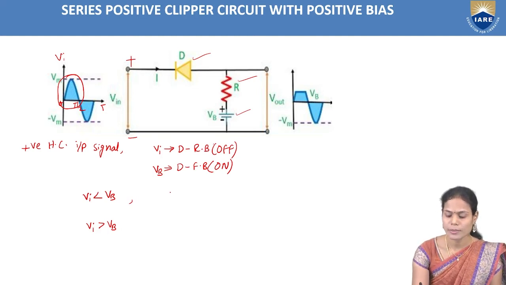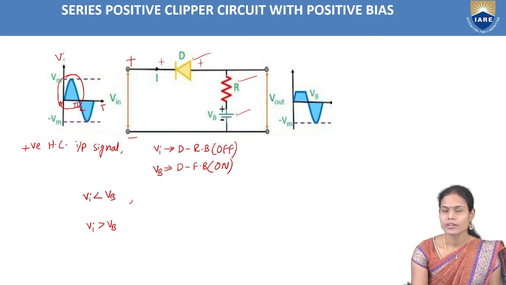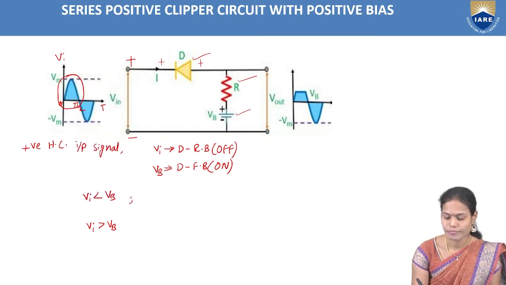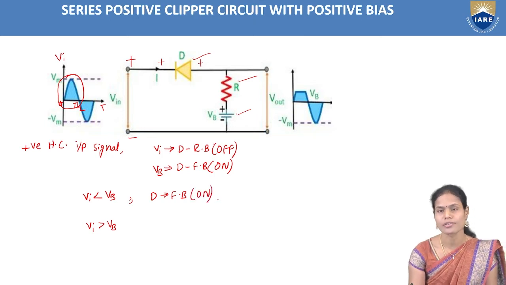In this case, both the voltages are positive only. Input voltage is positive as well as battery voltage is also positive. But the thing is, for the anode terminal, positive voltage is required, and for the cathode terminal, negative voltage is required to make the diode conduct. But here, for the cathode terminal also, we are providing the positive voltage. So in this case, if this particular voltage is less than this one, for the anode terminal only we are providing the more positive voltage. So that's why the diode will enter into the forward bias condition and it is in on state now.